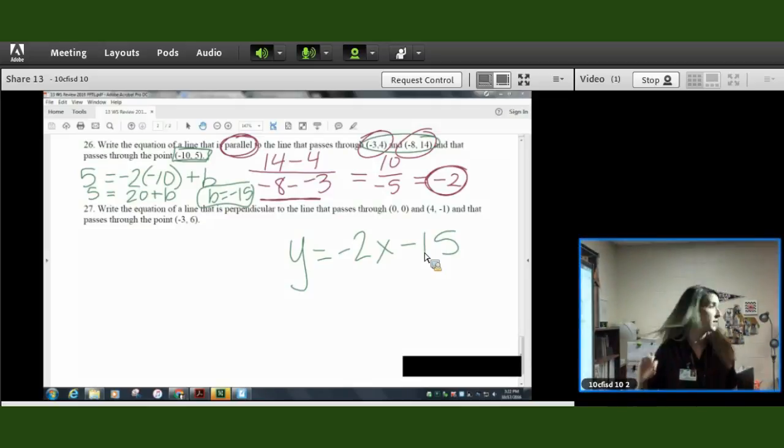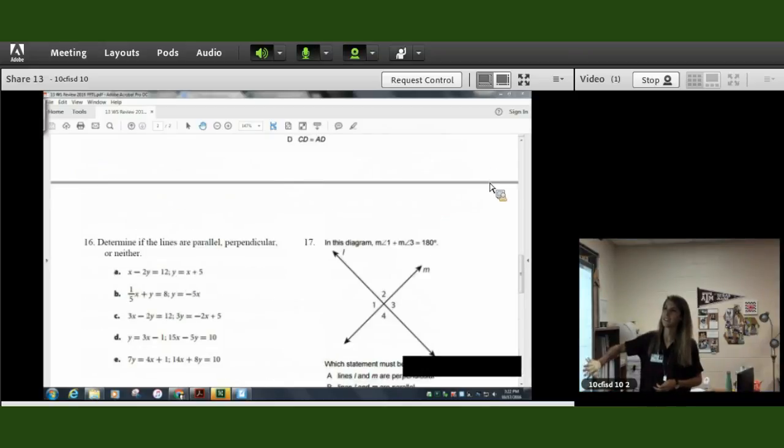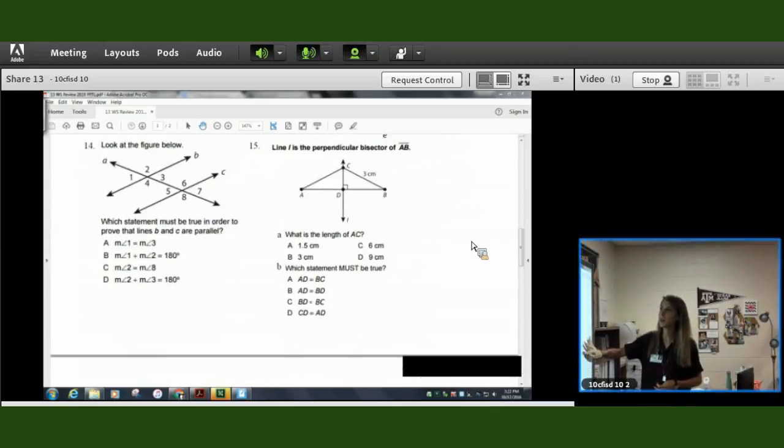Okay, I was asked for number 15, so I'm going to do 15. 15 is what I just taught my students today. Everyone else learned it on Friday.